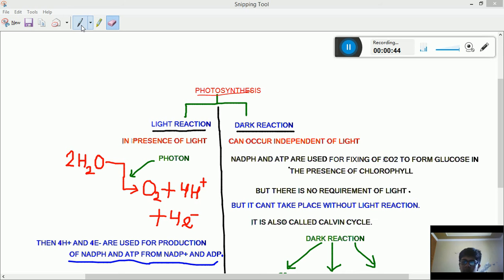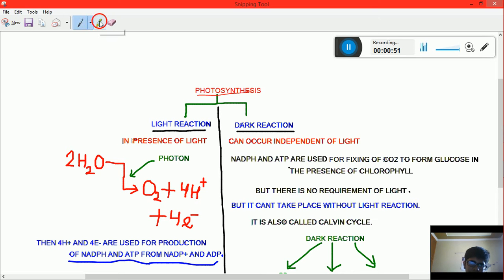There are two types of photosynthesis, not types exactly, two steps in which photosynthesis occurs. These are the light reaction and the dark reaction. Now what's the basic difference between them? By the name it's clear, the light reaction occurs in the presence of light. If light is not supplied, the light reaction can't take place. But the dark reaction can occur independent of light.